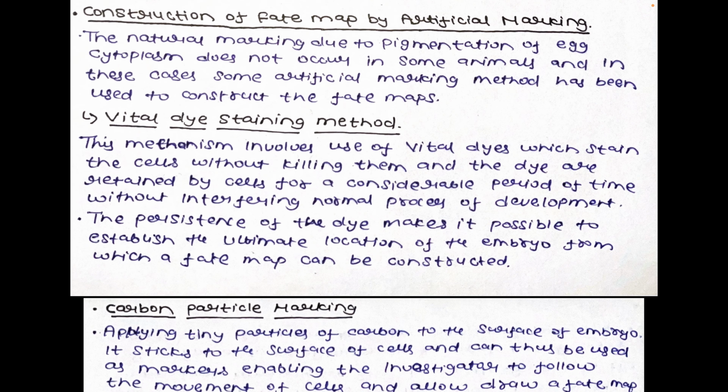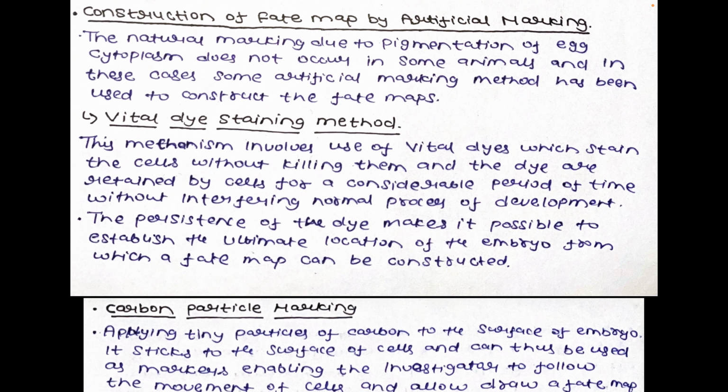And critically, the dye is retained by cells for a considerable period of time without interfering with the normal process of development. So the cell keeps living, keeps dividing, keeps moving to its natural destination, carrying the same dye with it the whole way. Now you will ask how the map is built.